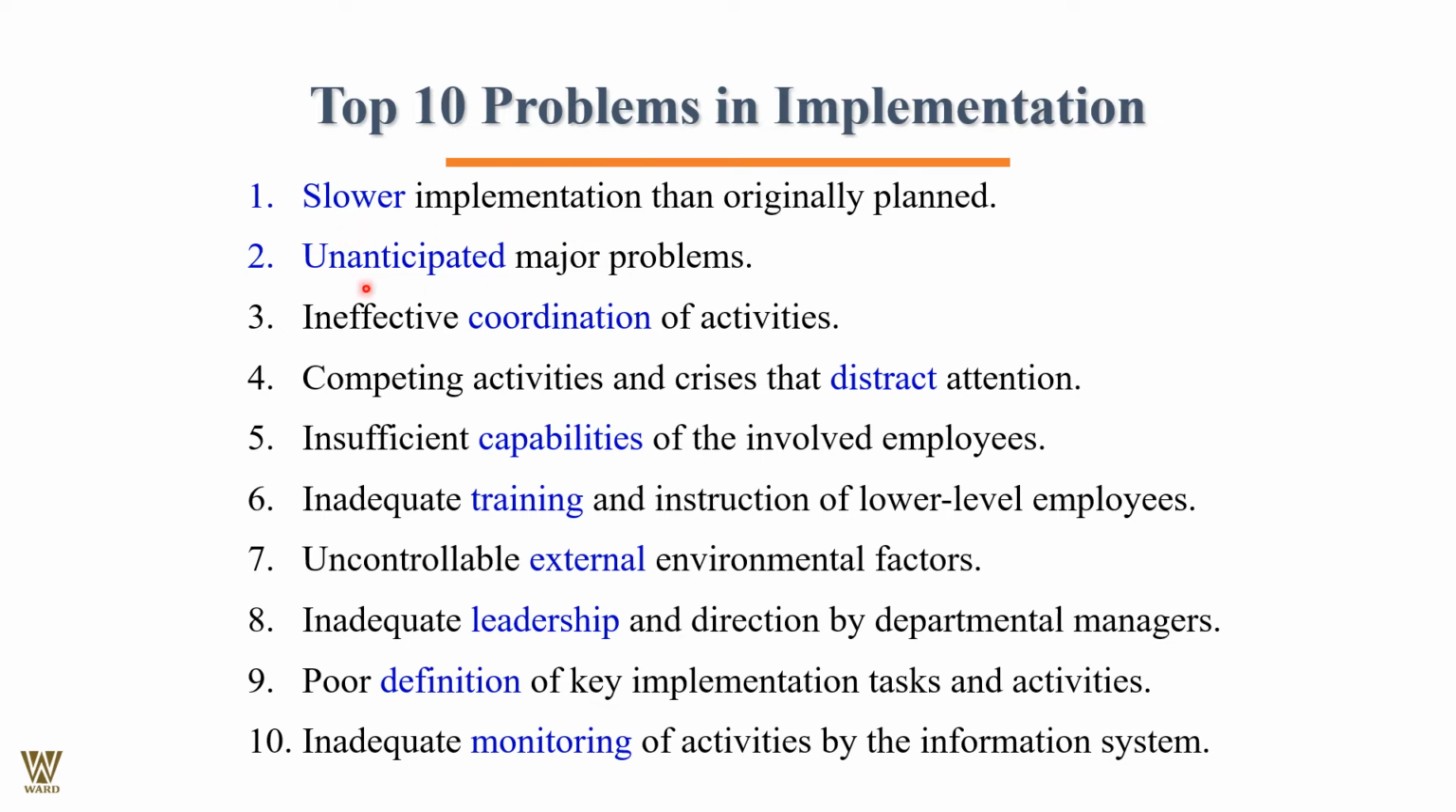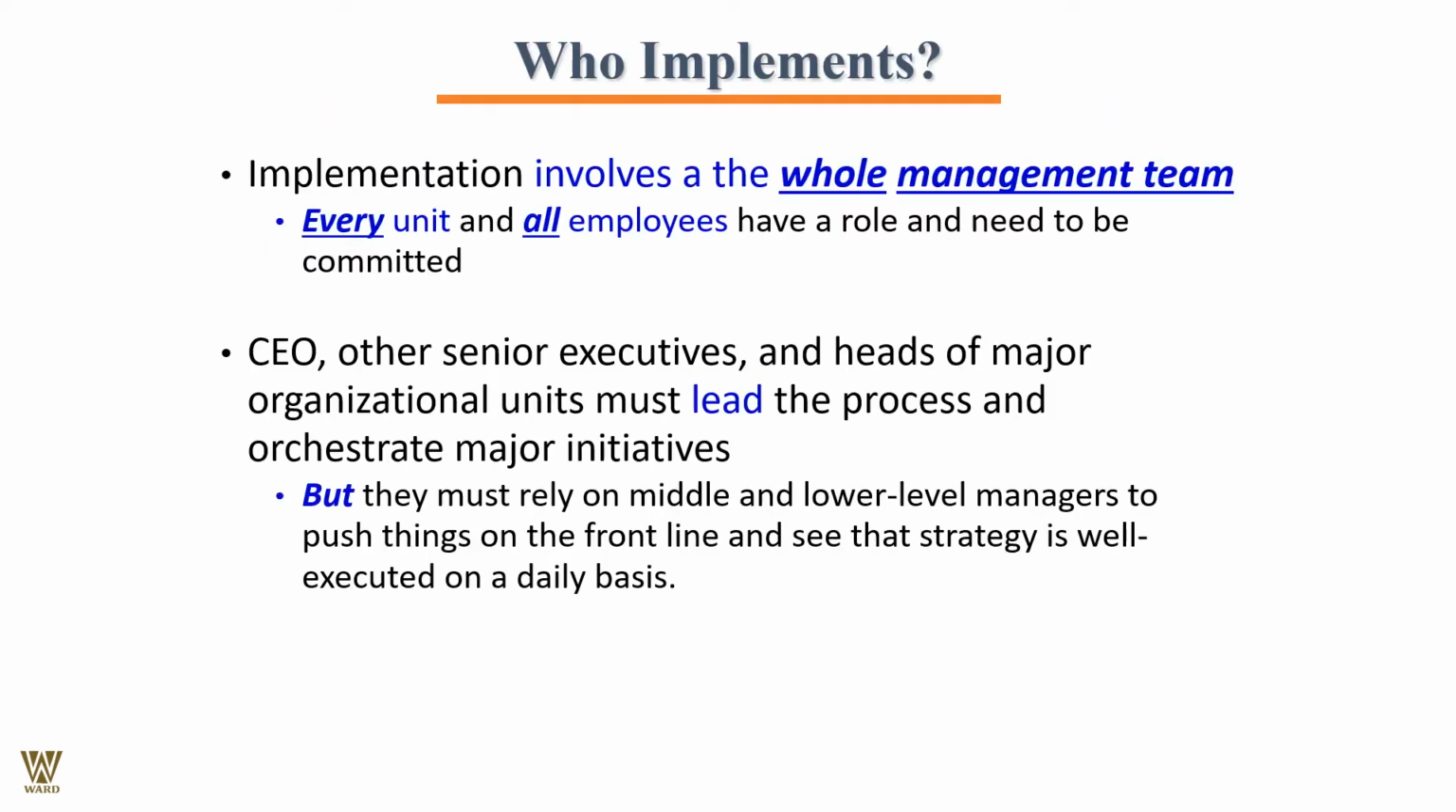So we are slower, we do not anticipate. There is a problem as far as communication or coordination is concerned. There are distractions. Definitely, people are not adequately trained, or they're not able to comprehend the problem being faced, either at the lower levels or in terms of skills or technicalities. The external environment might change faster, quicker than you can ever imagine. The leadership might be distorted. Absolutely, yes. There's a poor definition of key implementation tasks, and inadequate monitoring of activities.